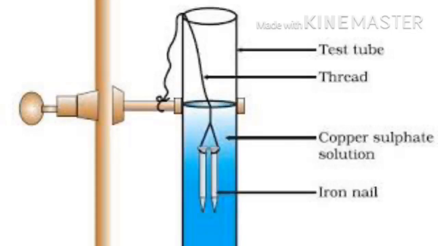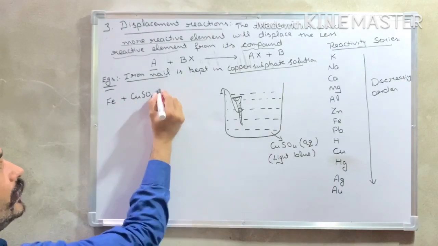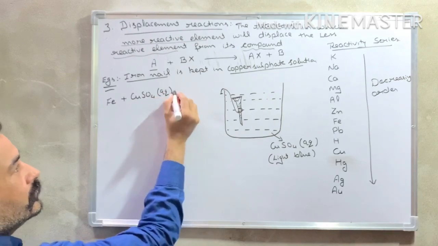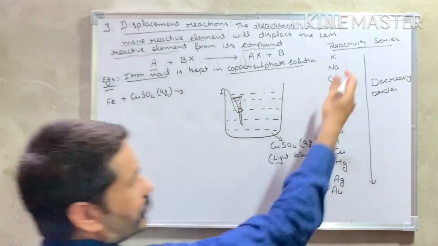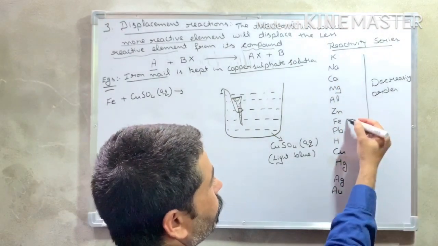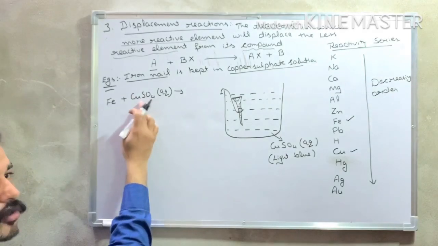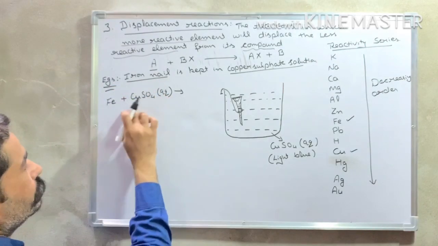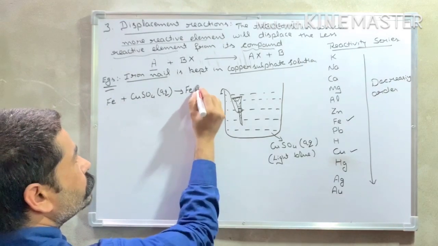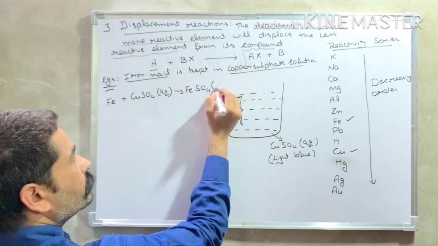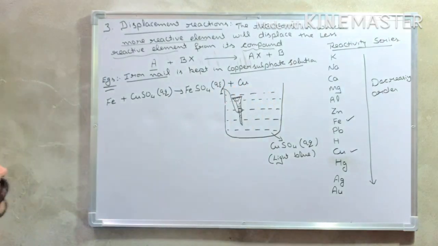When iron reacts with copper sulfate in aqueous form, because iron is more reactive than copper, you can check from the reactivity series that iron is more reactive than copper. So iron will displace the copper from its salt solution, from its compound. So what will it form? Ferrous sulfate in aqueous form, and along with this, copper will form.